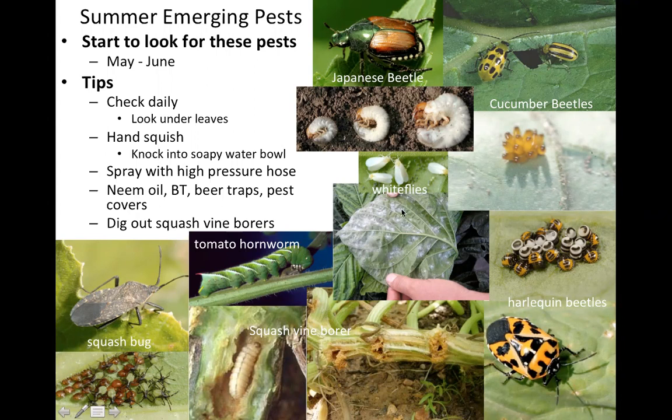Whiteflies: if it ever looks like there's a bunch of white mold on your leaf and you touch it and half of it flies away, that's whiteflies. Again, neem oil, high pressure water sprays, things like that will take care of them.